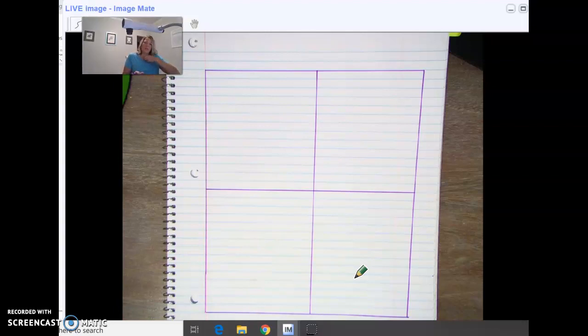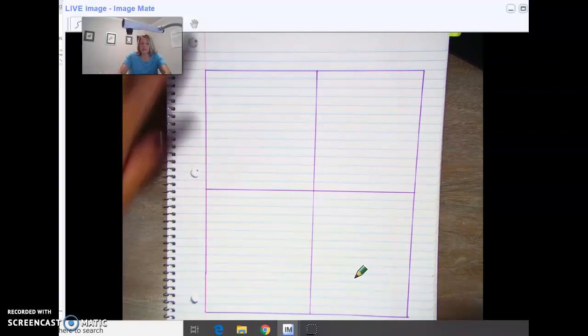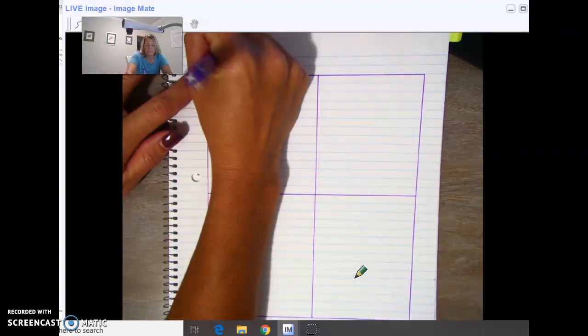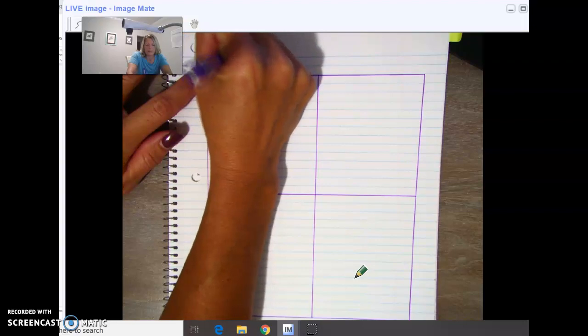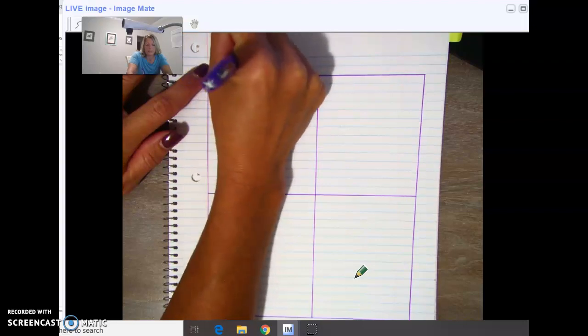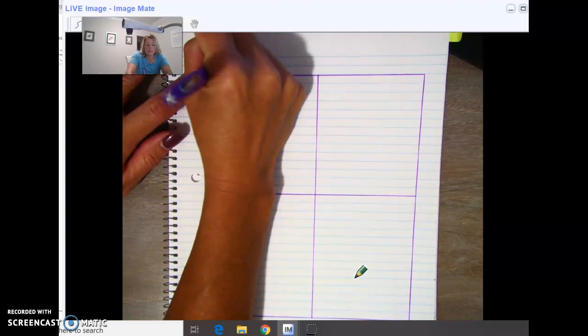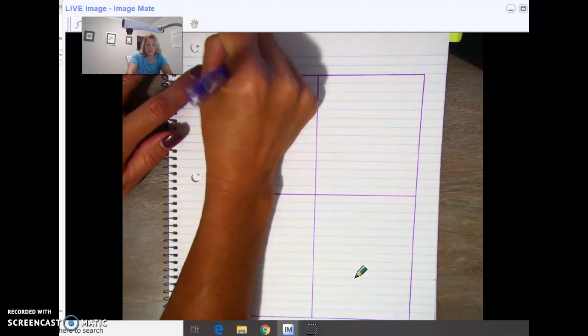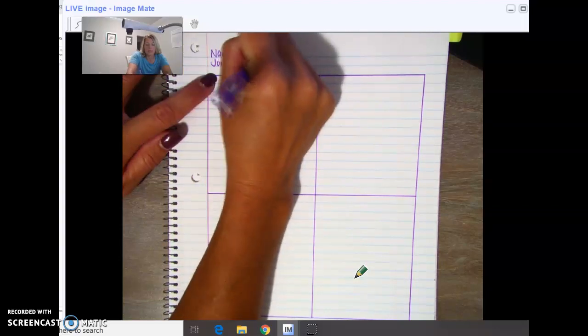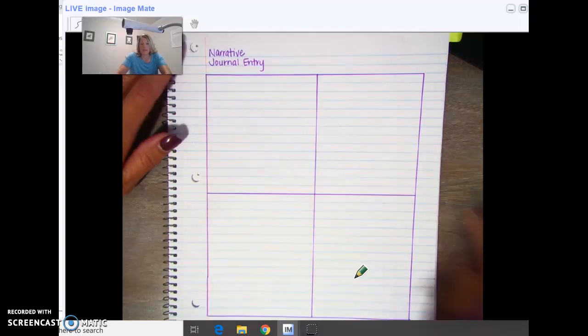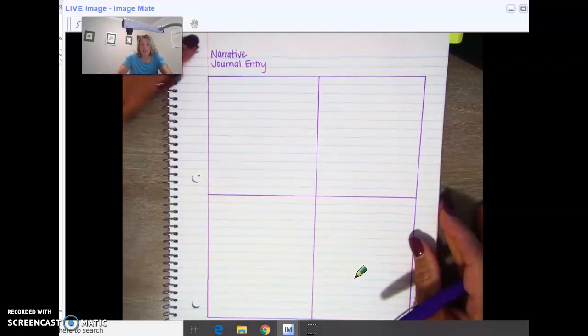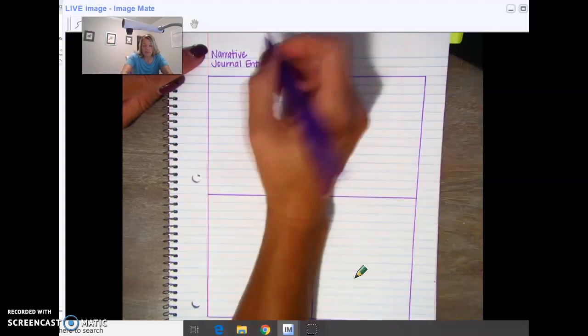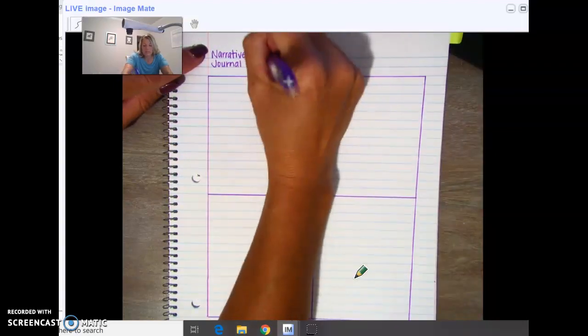And I want to address first the kind of writing we're doing. On our chart, we said that we are writing a narrative, and it needs to be written in a journal entry format. Okay, so let's talk real quick about this word narrative. What is a narrative? Well, a narrative is kind of, in basic terms, it's a story.